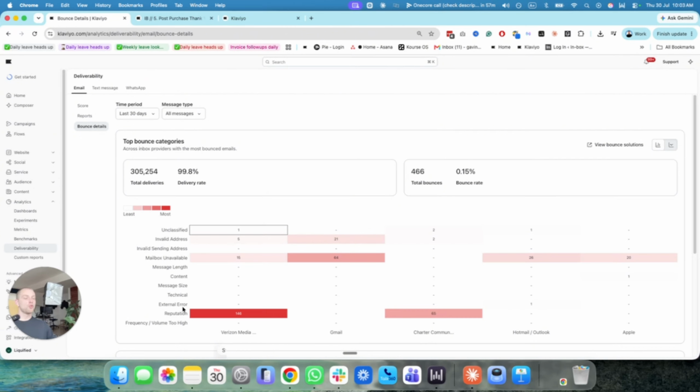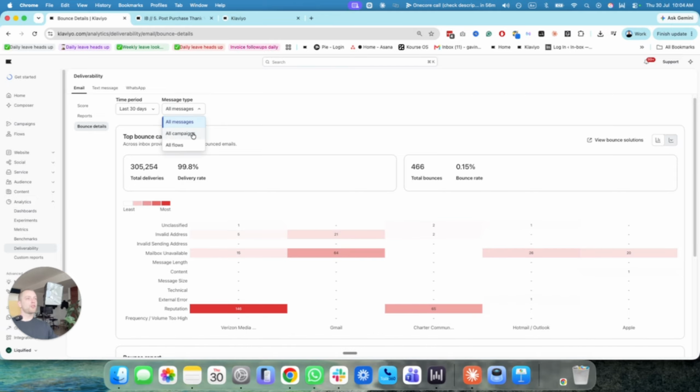Now look at this, reputation, Verizon, 146. This is a cause for concern. However, in the month of July, which is where we are in the last 30 days, there was a recent outage with Verizon and Klaviyo, which caused very high bounce rates. So I'm not actually that concerned about that right now, and it's context, right? I understand that. I'm gonna tell you how to use all this data in a second, by the way.